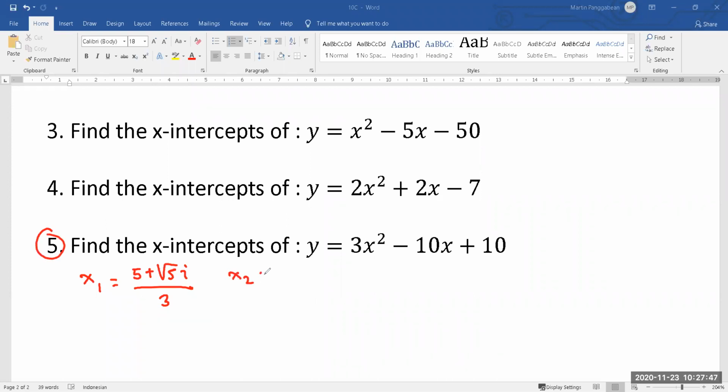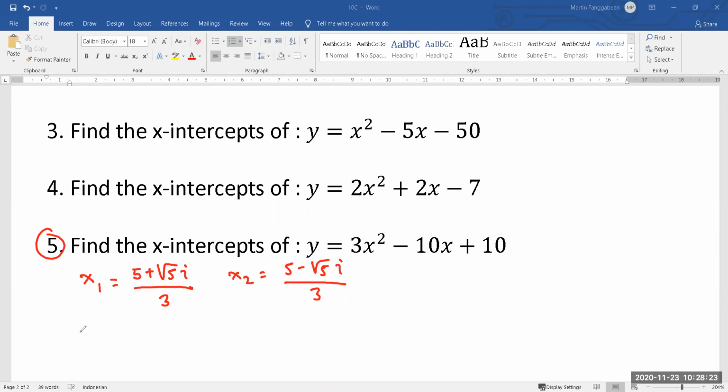So after you find this, out of your curiosity, the book asks you to check. Just be skeptical. Check whether one of the solutions, just one, works. That's the good news: you don't have to check both, just one. Put it into the equation to see whether y equals 0, since this is the x-intercept. So let me show you how.